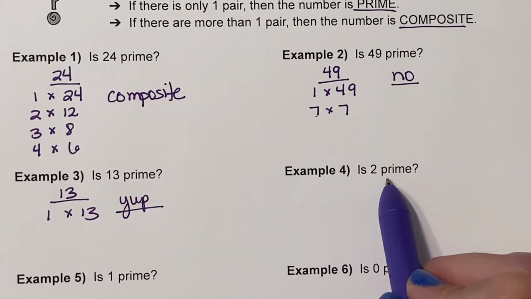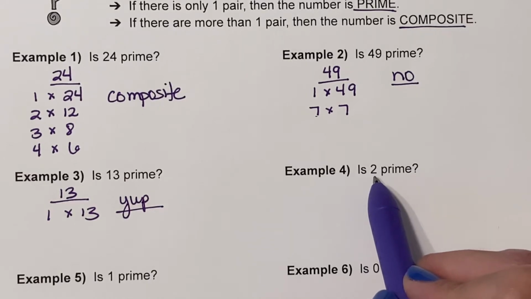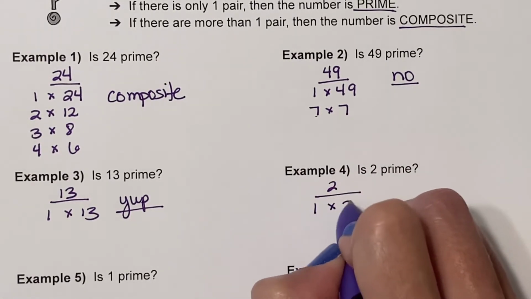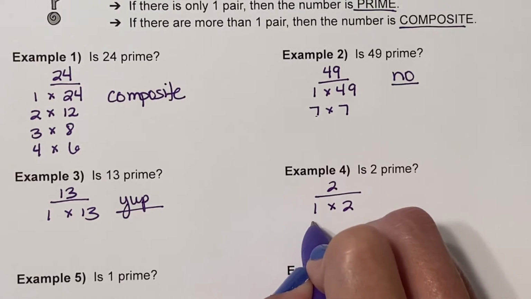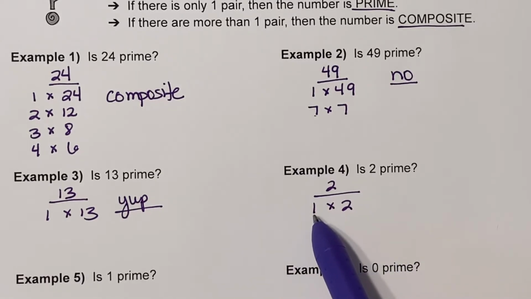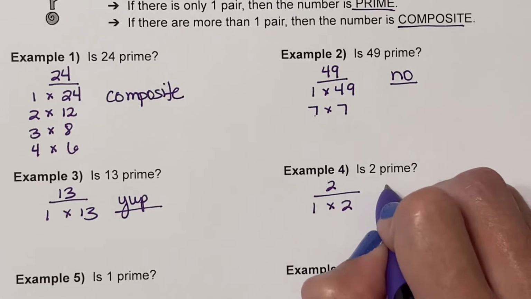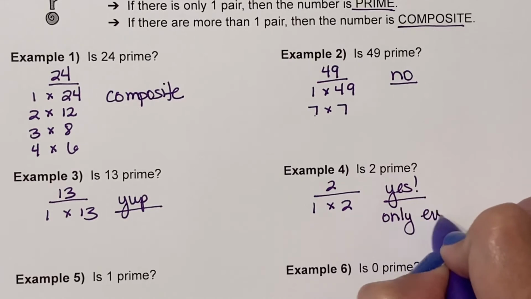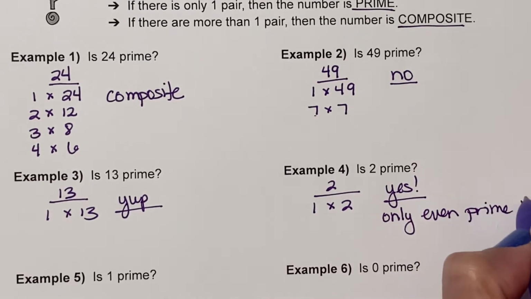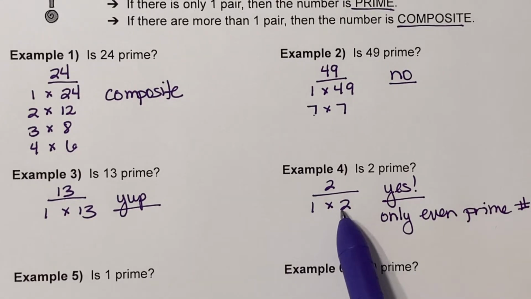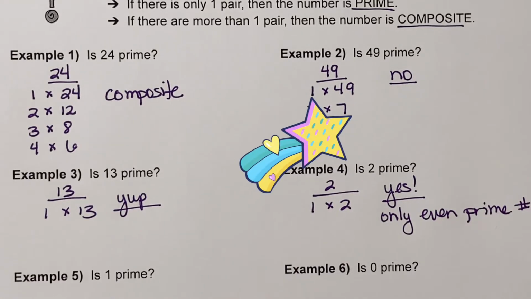Is 2 prime? That's kind of an odd one because people go, oh, well, 2 is even and even numbers aren't prime because 2 goes into it. True. Well, let's see. Factors of 2: 1 and 2, and 2 and 1, but I already listed those. It only has 2 different factors, 1 and itself. So is 2 prime? Yes, 2 is prime. 2 is the only even prime number. All other even numbers besides 2 are not prime because 2 will go into that number. So 2 is a little special.